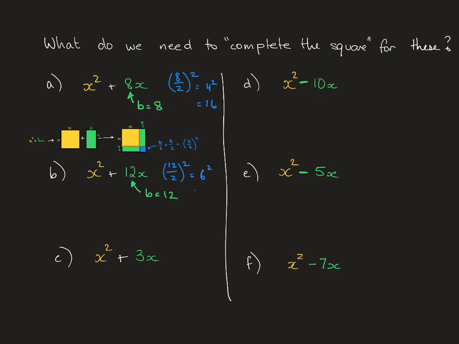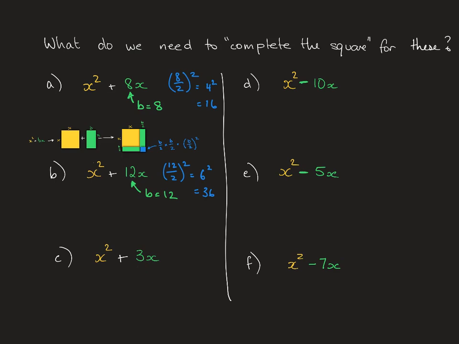So that would be 6 squared, or we could write it as 36. Any of those is correct. So what about this next one, where we've got plus 3? Well, we still use the same process.